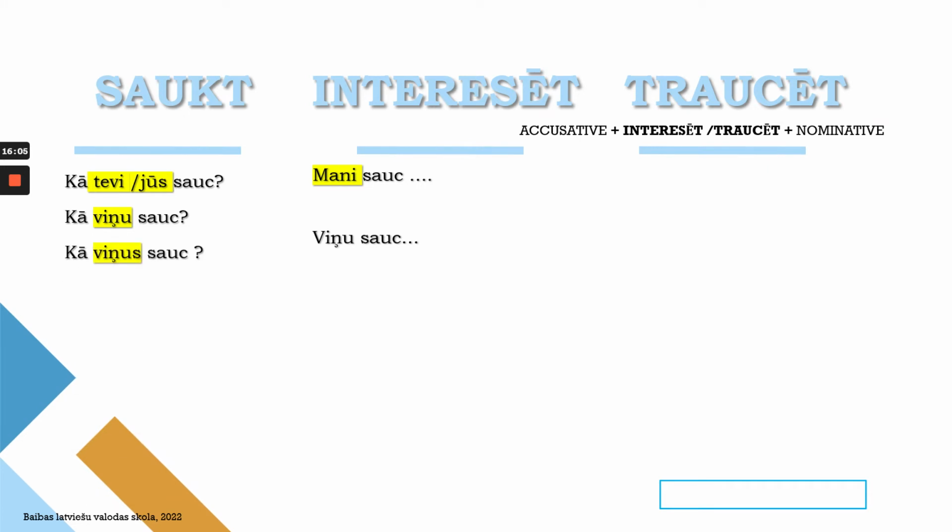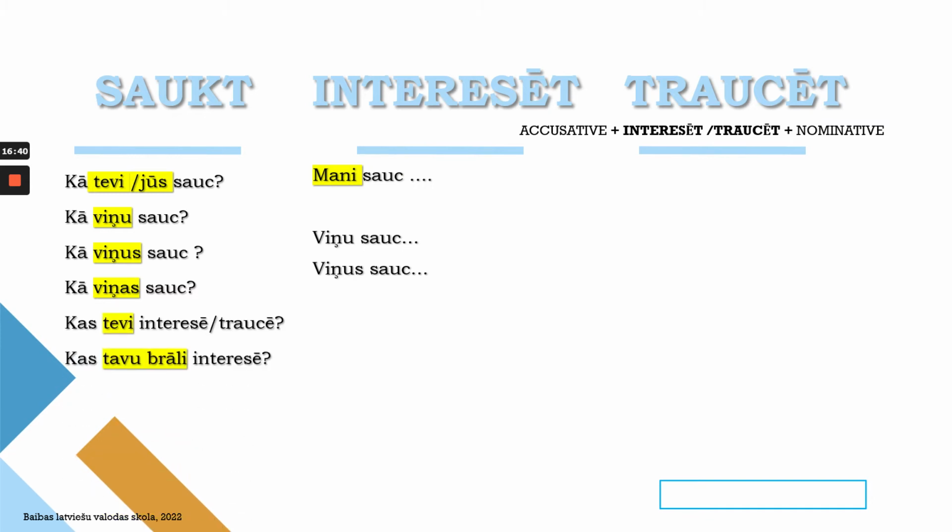So kā tevi sauc, the question itself literally doesn't mean what is your name. It means how are you called by others. That's why the verb saukt is to call. Kā viņus sauc, viņus is a plural form, would be what's their names. Viņus sauc, so we repeat the same. Kā viņas sauc, so something feminine plural. And the answer would be the same. Viņas sauc.